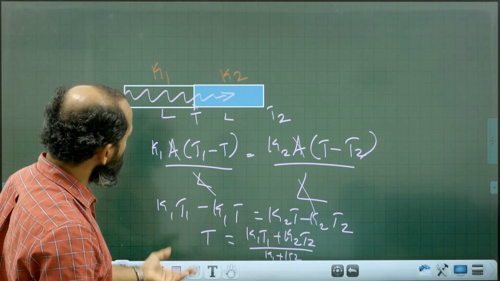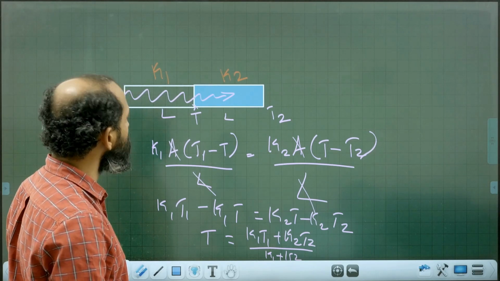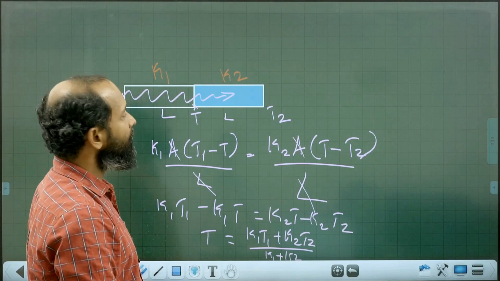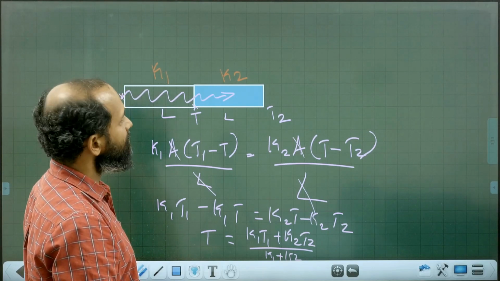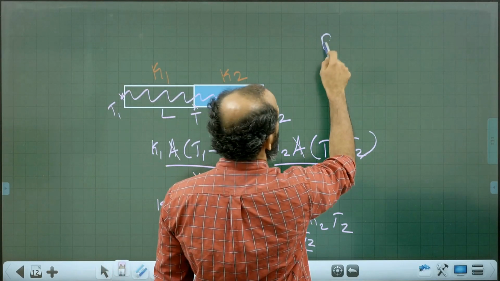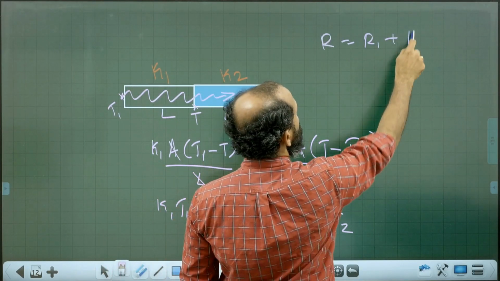Also, there can be one more question. What is the equivalent conductivity? Here, two resistances are to be connected in series. As in electricity, we have learned R is equal to R1 plus R2.